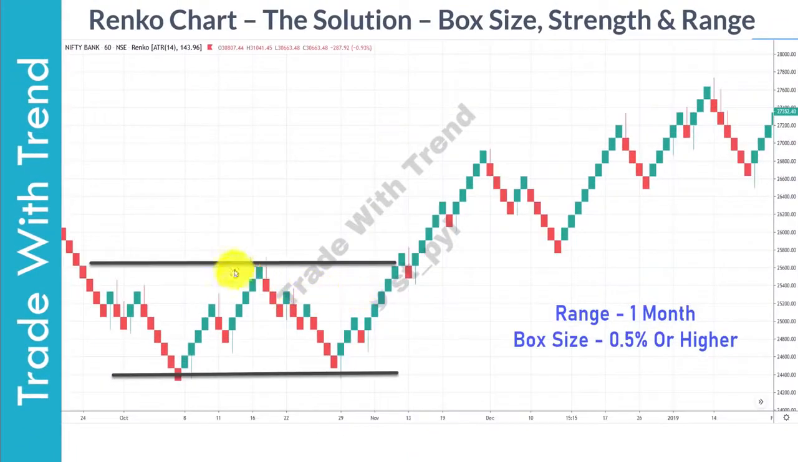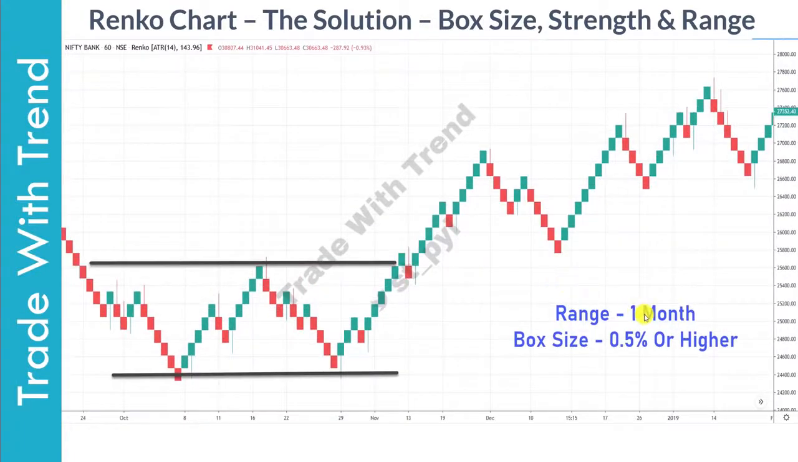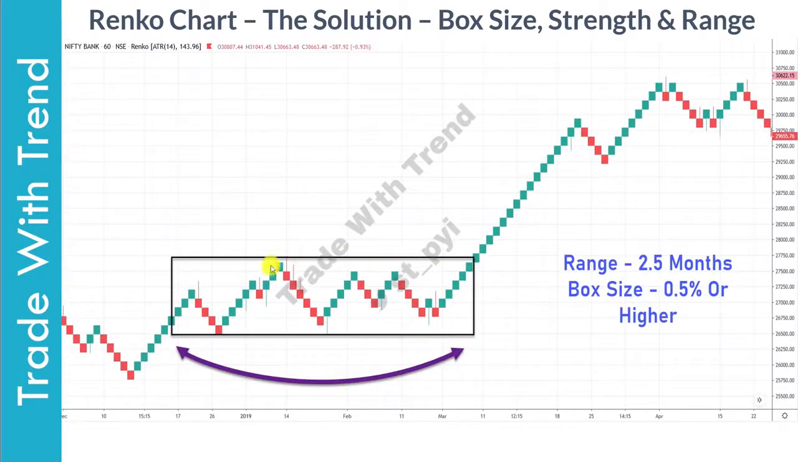So you first saw a support zone developing between October and November, and that is when the breakout actually happened. Price then progressed higher, and it again formed one support region. Now, why do these both support regions qualify? Because we have clearly laid out the rule here that range has to be 1 month or higher with a box size of 0.5% of current market price. So again, Bank Nifty between January and March formed a range over 2.5 months, and then the breakout actually happened.